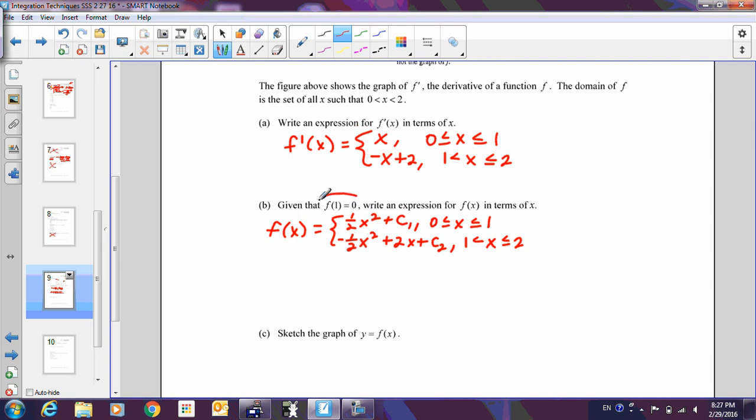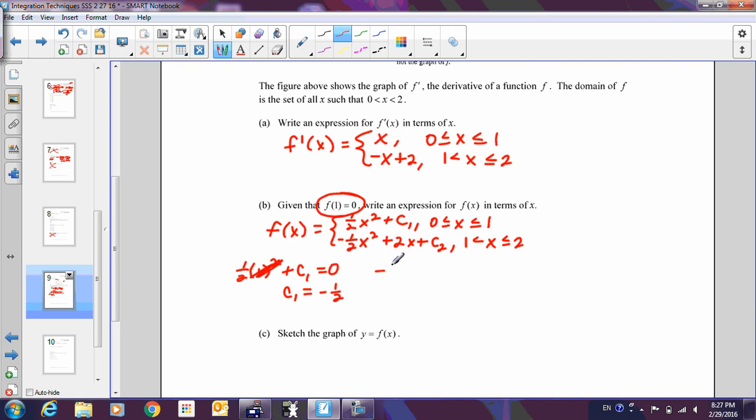We do know our initial condition, and this helps us find our c. Okay, so let's think about this. We plug in a 1. Hold on, I'm going to change up my little notation here. Let's just do the first part. 1/2 times 1 squared plus c sub 1. That should equal 0. So this means that c sub 1 should be negative 1/2. A half plus c equals 0, so c has to be negative half.